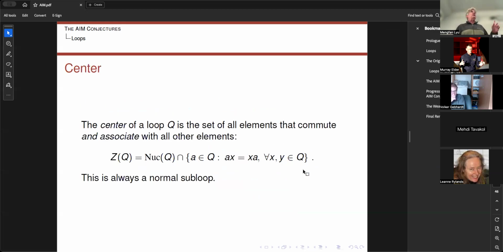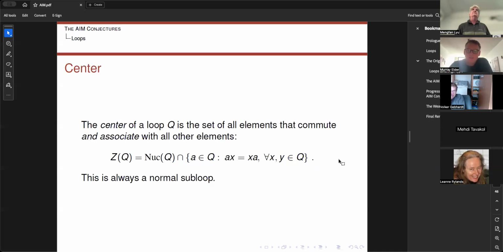Well, here then is what we consider to be the correct definition of a center, for a variety of reasons that I won't go into. The center of a loop is all the elements that commute and associate with all other elements of the loop. So it's the intersection of the nucleus with that set that I showed you two slides ago. Now, this turns out to always be a normal subloop and can be characterized in many useful ways. For a variety of reasons, it is the correct notion of center. It agrees, for example, with the very abstract notion of center that is used in universal algebra and so on.